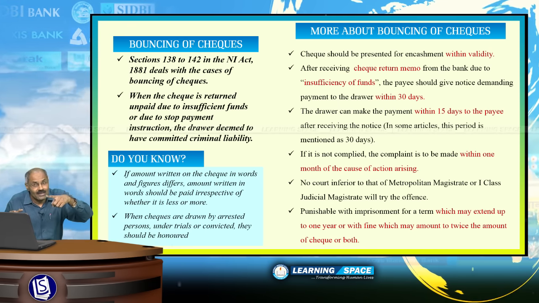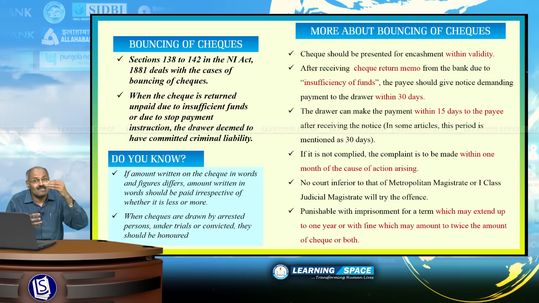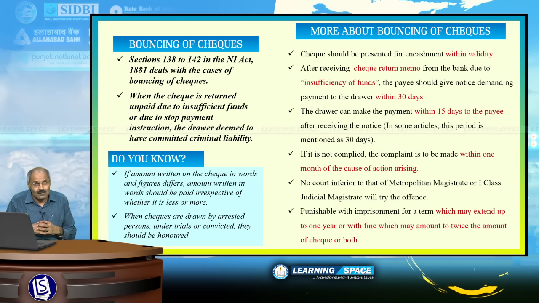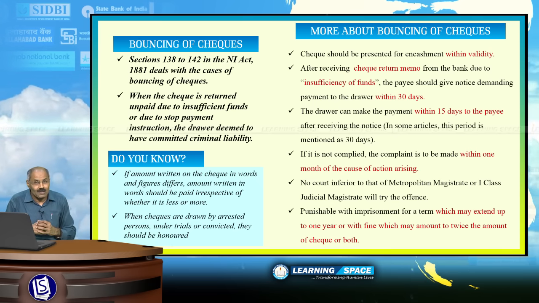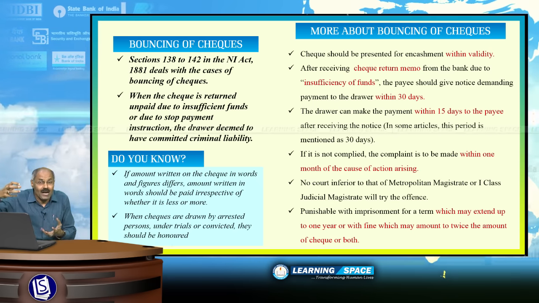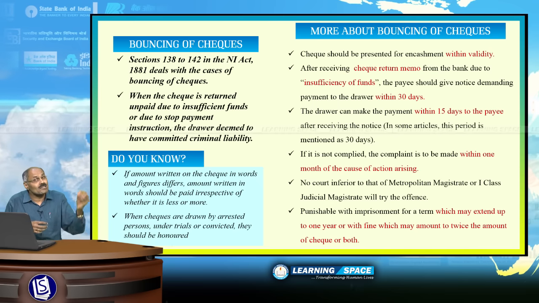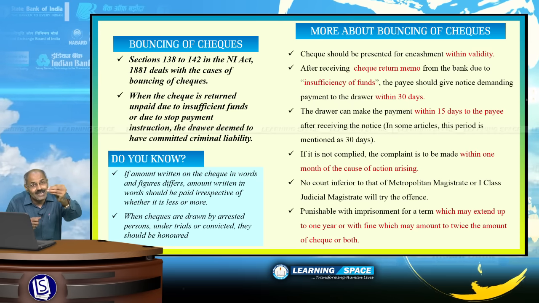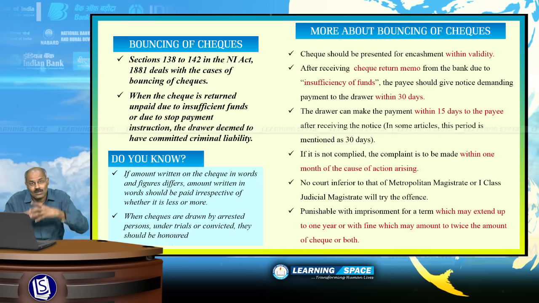The name given to it is dishonor of the check, and when the check is dishonored, then ultimately the payee can take legal recourse. When the check is dishonored, the payee can approach a court, and the procedure is listed here. You can go through this procedure. Sections 138 to 142 of the Negotiable Instruments Act deal with the cases of bouncing of checks, right? And the procedure I have listed out here.